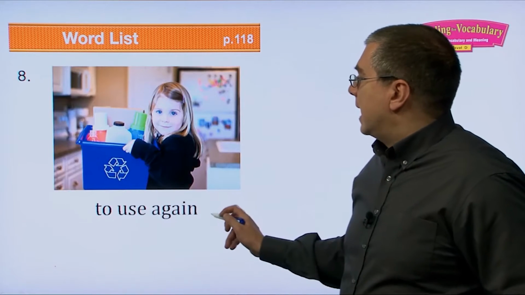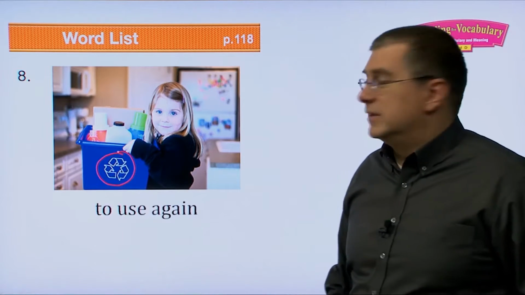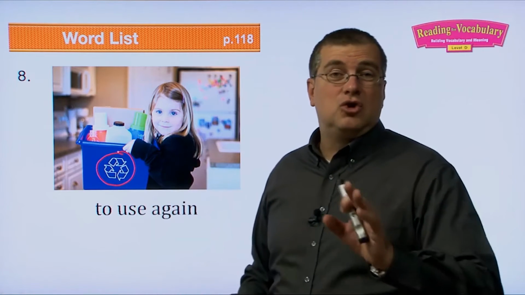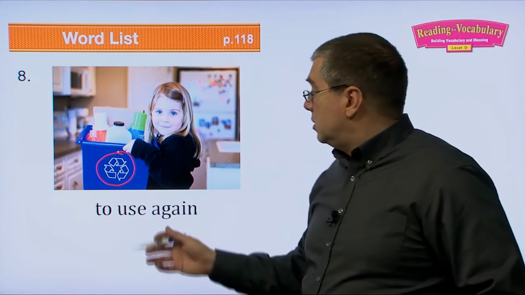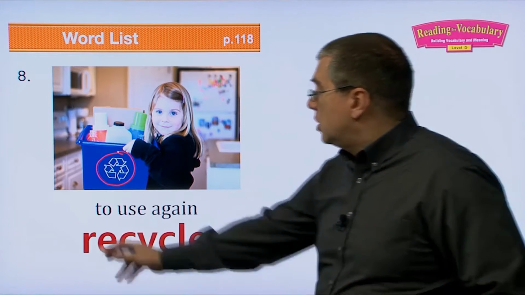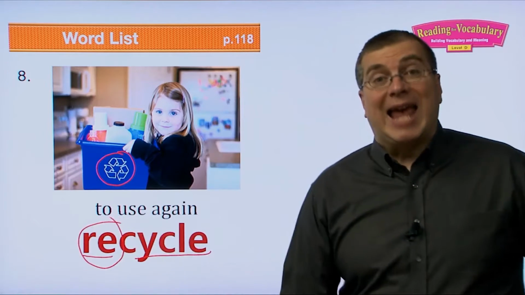Number 8, to use again. And of course we know this symbol here. We see this in many places these days. But of course this is what you should do with your garbage. If you're finished with a plastic bottle, what should you do? You should use it again. You should recycle. Re means again, right?